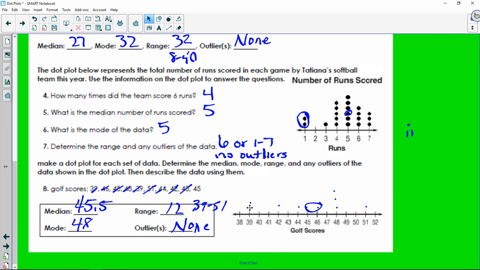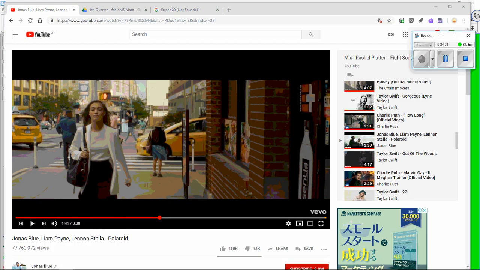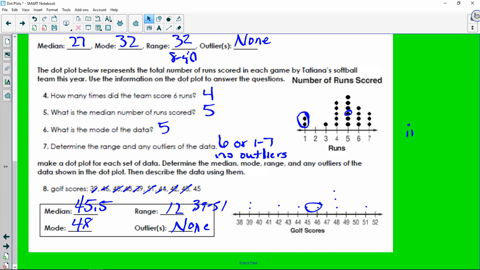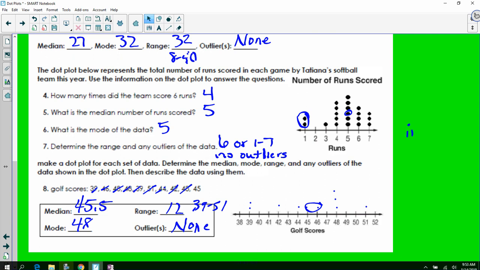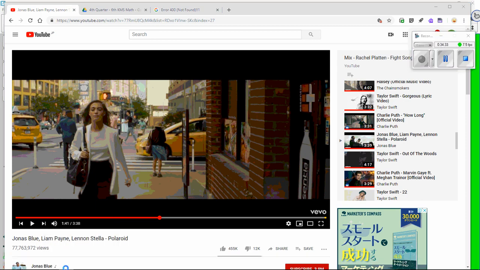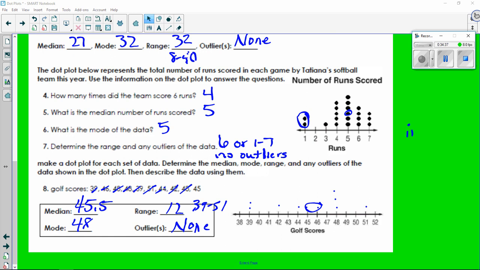Sometimes. Okay, questions on any of this? How do you guys feel about the dot plots now? Good? Back to that. This isn't working so well. There we go. Okay, that's it for the dot plots. For instruction, next we're going to do an activity.